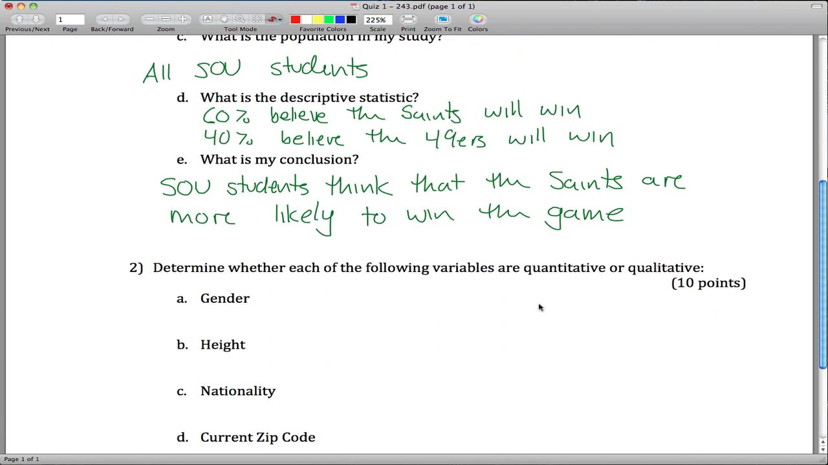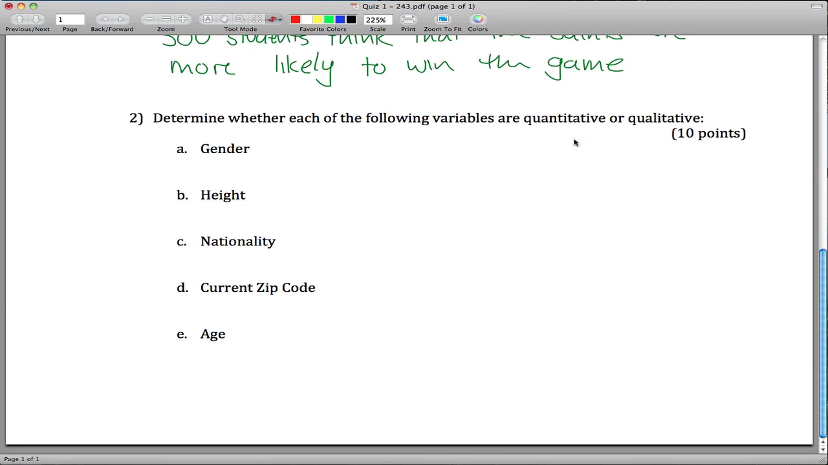Number two is the qualitative, quantitative question that I promised. We just have to determine whether each of these variables are quantitative or qualitative. Quantitative, you're thinking numbers that have a meaningful average. Qualitative, you're thinking more qualities, adjectives, categories that things fit in.